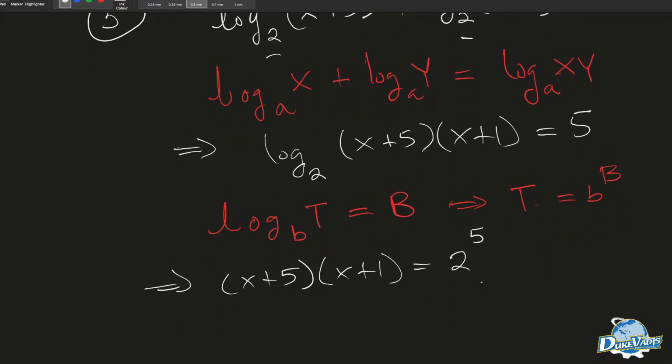So let's break it down. 2 raised to the power 5 is 2 times 2 times 2 times 2 times 2. This 2 times 2 will give us 4, 4 times 2 is 8, and so on, to 16 times 2. Okay, so what do we get?